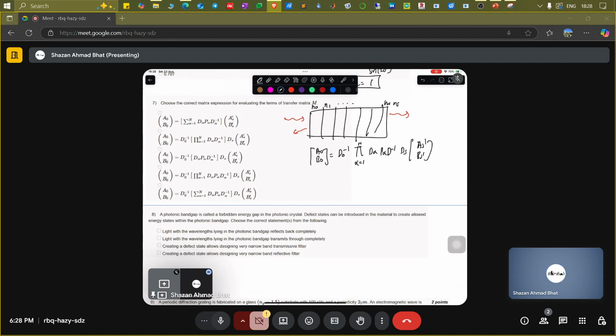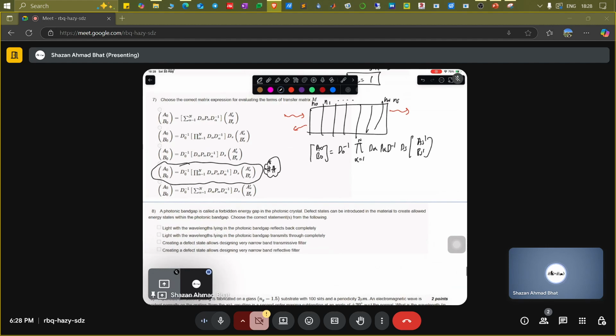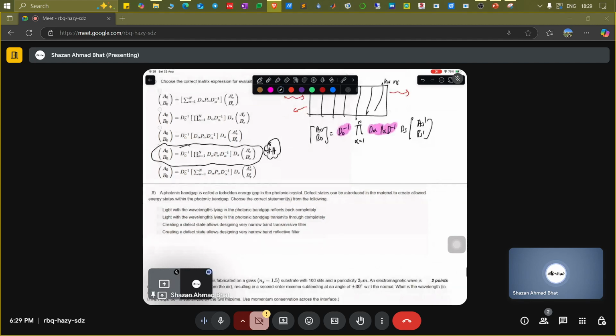Oh, this is the answer of this question. Yeah, that's what I talked about in the previous slides. How do we arrive at this particular expression? You have to continuously multiply these particular matrix terms, and you get this transfer matrix, just knowing the propagation matrix and the D matrix.